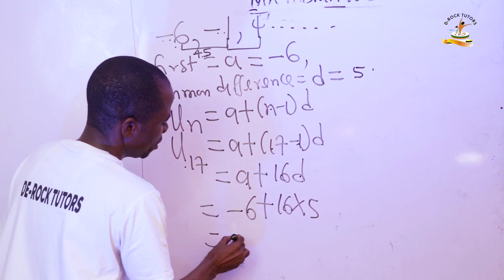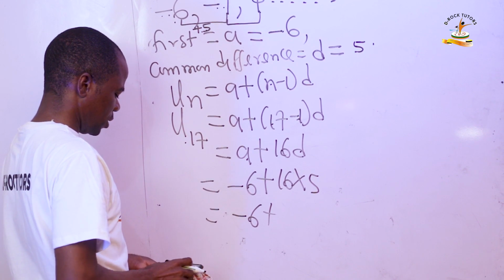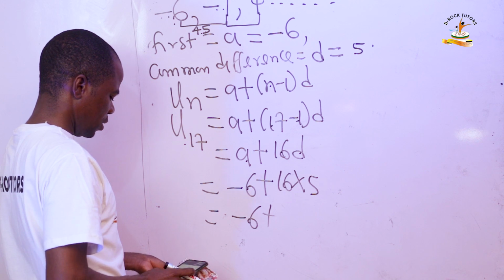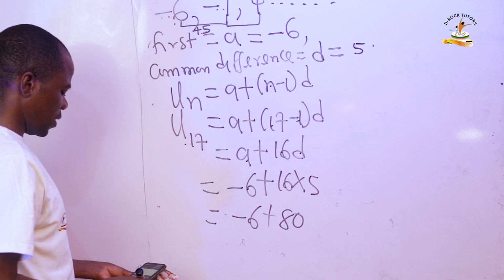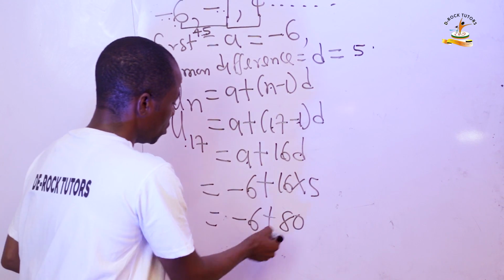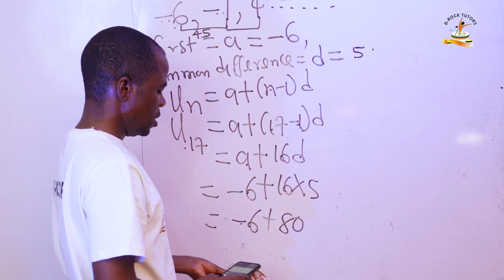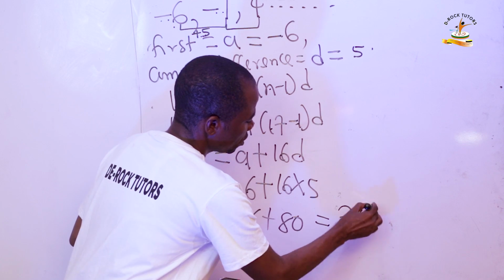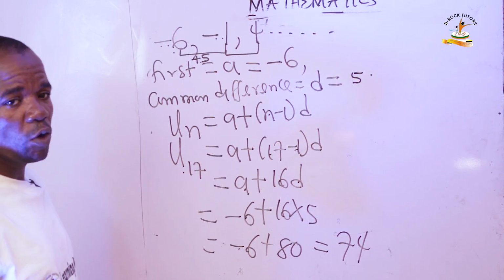And our final answer will now be minus 6 plus 16 times 5. Very quickly, 16 times 5 gives us 80. So this becomes minus 6 plus 80. That's like subtracting 6 from 80. That gives us 74. So the correct answer there is option C, 74.